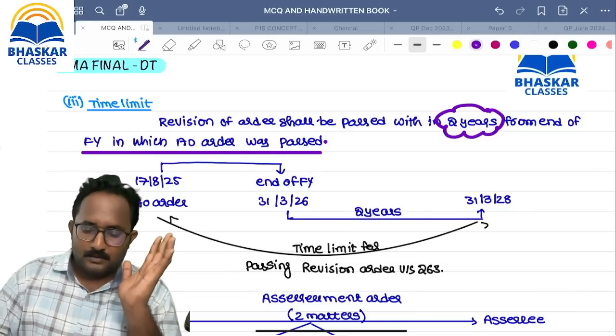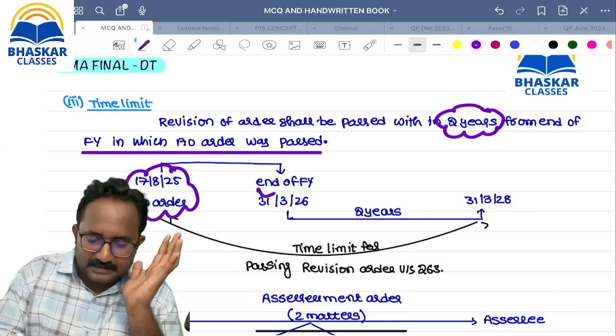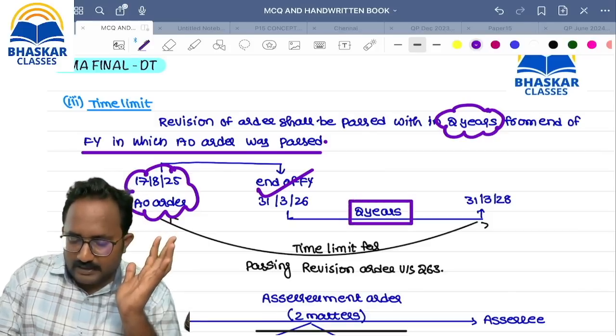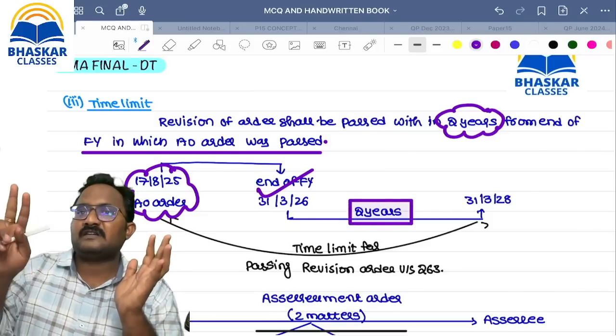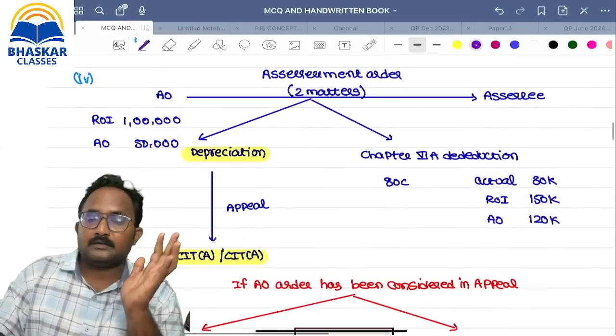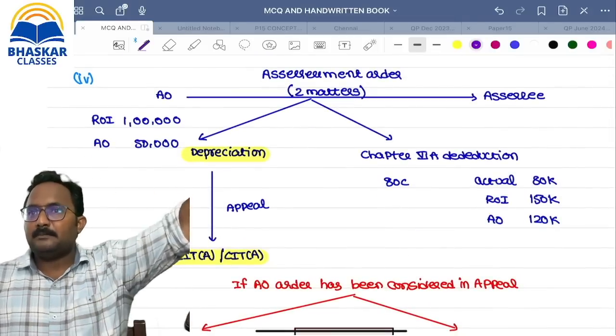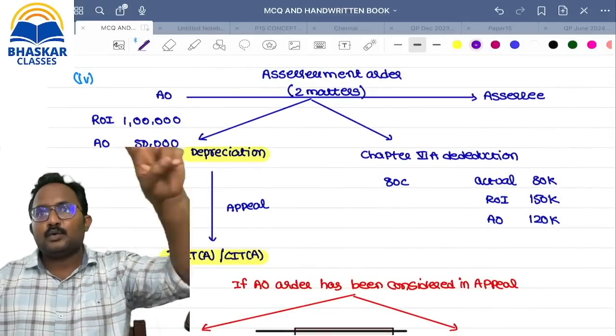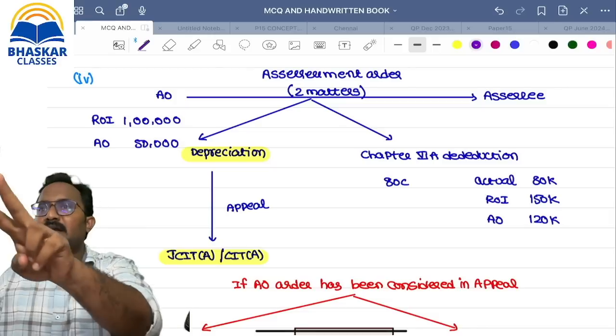CIT. So, one example, AO passed the order. This is the year end. Within the 2 years, at any time, we can revise the order by using which section, ma? 263. Yes, this is the heart of the chapter. Listen. Sir, from the appeals concept, maybe you will get 8 marks. Otherwise, 263 to 264, the revision concept alone, you will get an 8 marks question.